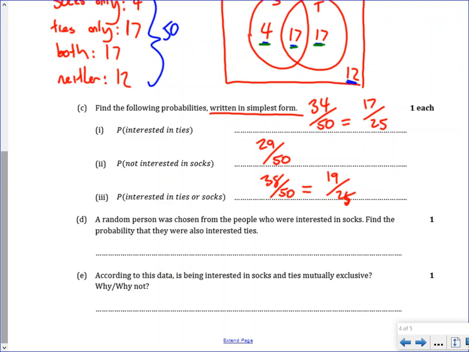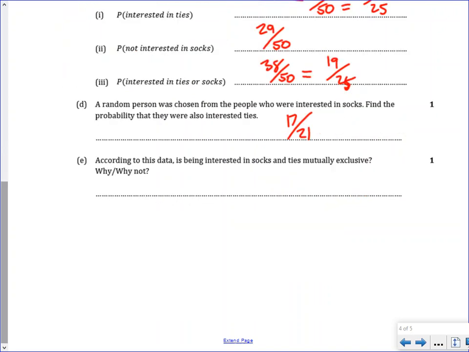Question D says, a random person was chosen from the people who were interested in socks. Find the probability that they're also interested in ties. So what we want to do here is we're choosing out of the people that like socks. So that is out of the 21 people, how many of them also like ties, or how many people like both? 17. So rather than choosing out of the whole 50, we're now choosing only out of the 21. And lastly, according to this data, is being interested in socks and ties mutually exclusive? I would say no, it's not, because there's a both.